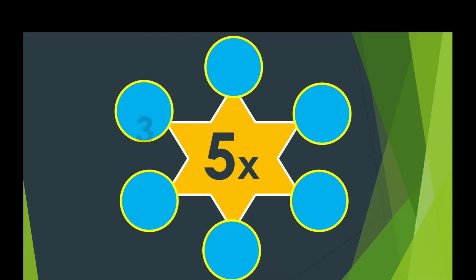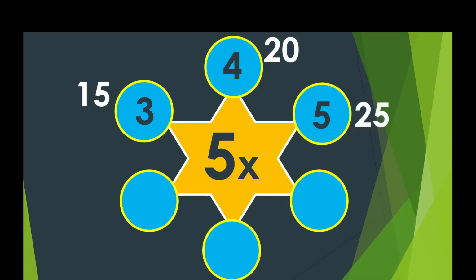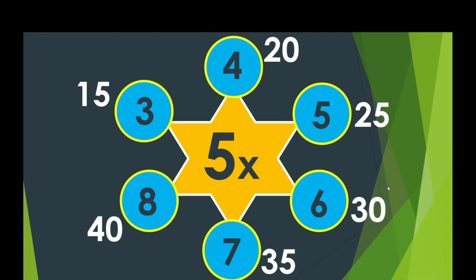So we have 5 times 3. The answer is 15. 5 times 4 equals 20. 5 times 5 equals 25. 5 times 6 equals 30. 5 times 7 equals 35. 5 times 8 equals 40.